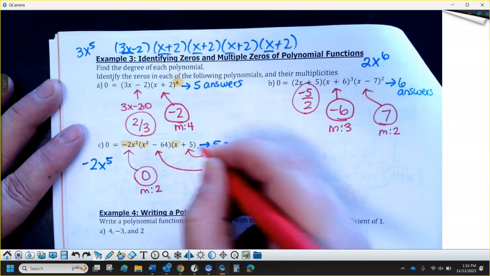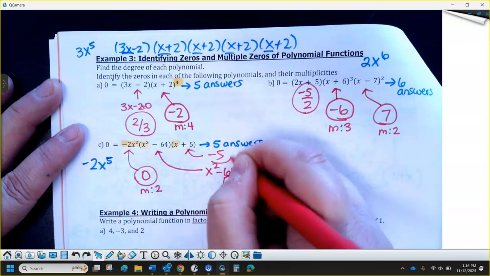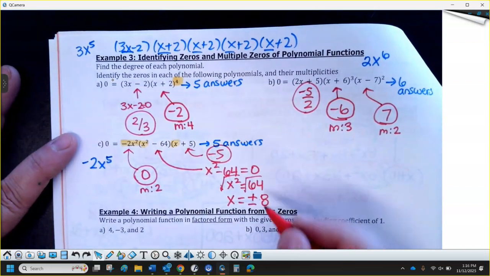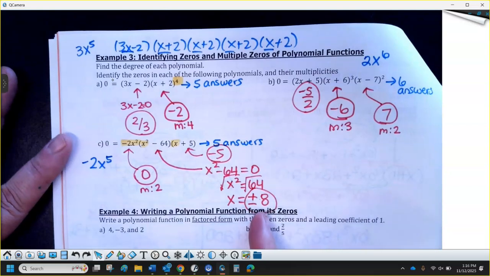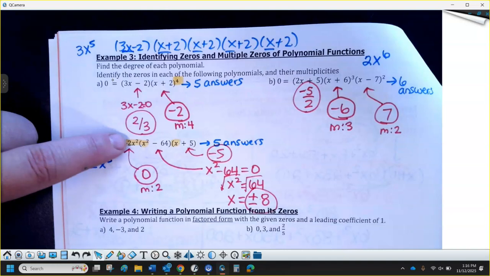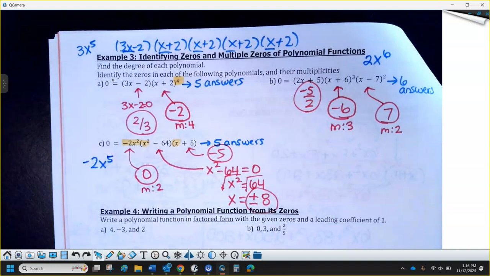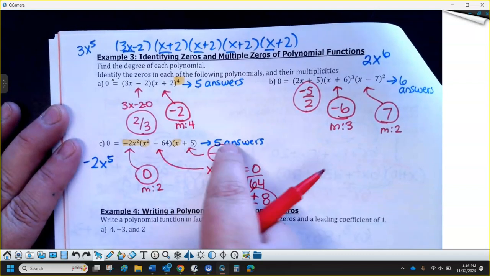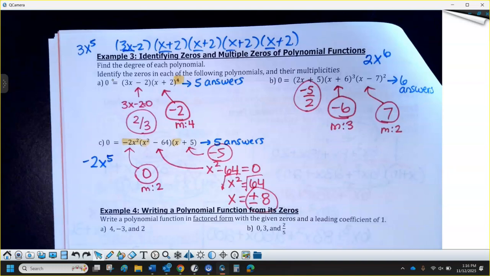And then on the end there, we would just plug in negative 5. That doesn't have any multiplicity. These do not have a multiplicity. It's just 2 separate numbers, 8 and negative 8. The only multiplicity on this one is on that x squared that's out in front by itself. That means my 0 has a multiplicity of 2. So 1, 2, 3, 4, 5, and I'm supposed to have 5. Is anybody having a question?